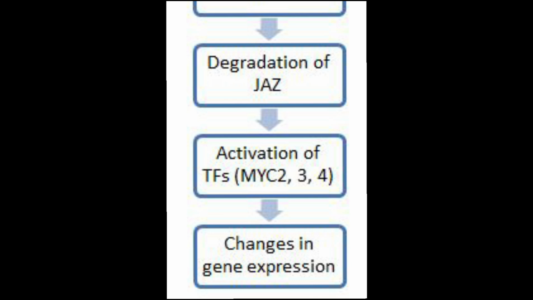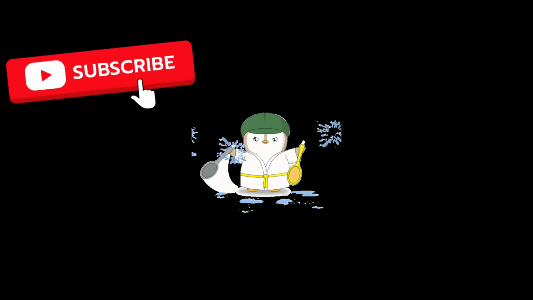Now let's see what are the functions of jasmonic acid. Jasmonic acid has diverse roles in plant biology. In defense mechanism, it induces the production of secondary metabolites such as alkaloids and flavonoids. It enhances resistance to herbivores and necrotrophic pathogens. It activates the production of protease inhibitors and defense related proteins.